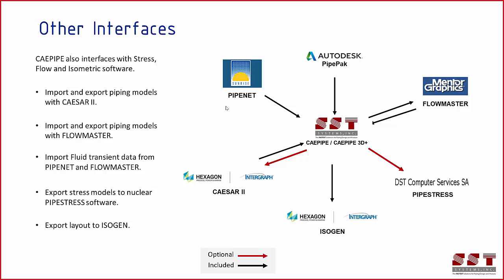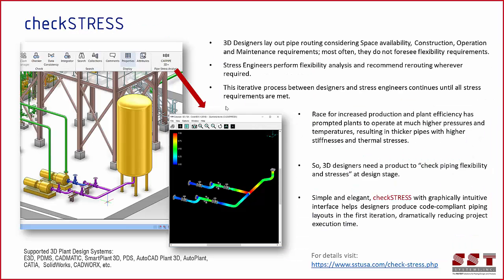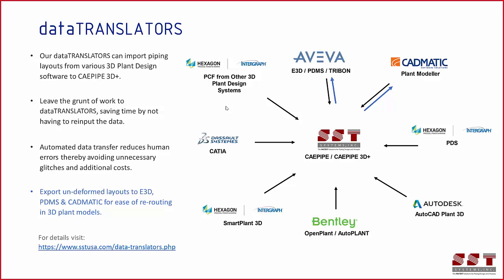There are 2 arrows there which are in blue. Now go back, please. Karthik? Yep. Go back, yes. There are 2 blue arrows where any revised stress model coming from CAEPIPE3D+ or CAEPIPE can be sent back to E3D and PDMS as well as CADmatic as a reference solid geometry, so that the designer can reroute the pipe using that reference layout he got from the stress engineer. So those are the 2 blue arrows that are built into our product CAEPIPE3D+.